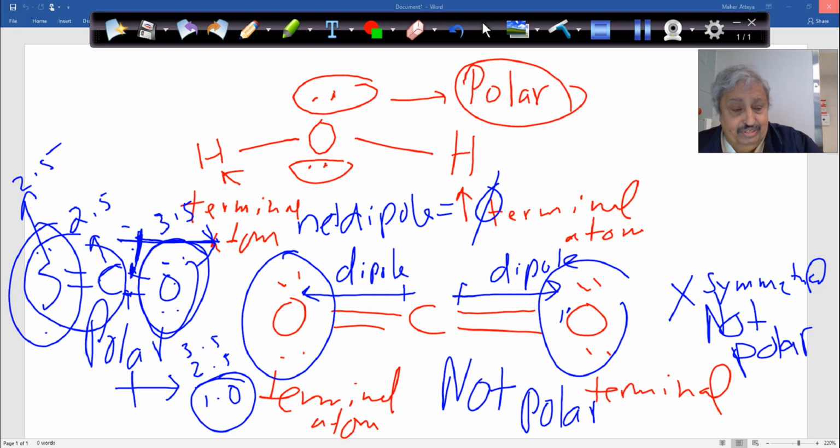If you have a wrong Lewis dot structure, you will have a wrong shape of the molecule. Correct? Wrong shape of the molecule. So, can I take this one out? Everybody has it. So, any question you have, guys?